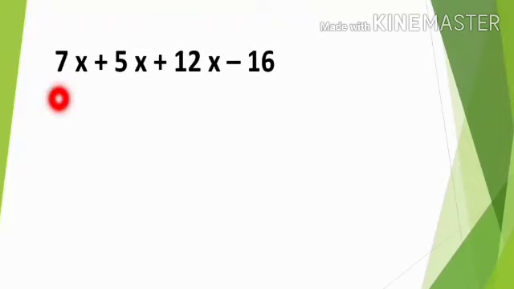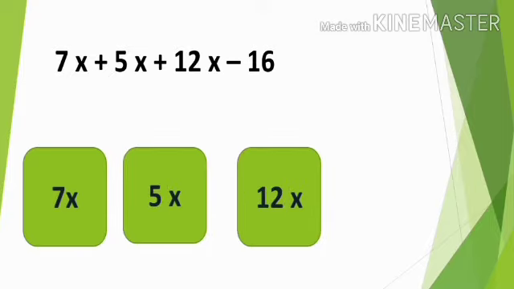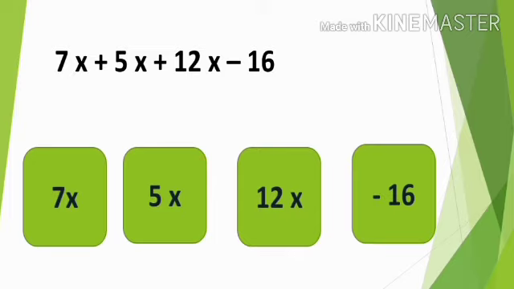Students, for example, the expression 7x plus 5x plus 12x minus 16 has 4 terms. They are 7x, 5x, 12x and minus 16. But the first 3 terms 7x, 5x and 12x have the same variable factor x. We say that 7x, 5x and 12x are like terms.